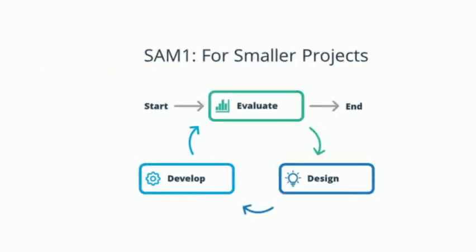SAM, on the other hand, is iterative. This simply means that the process is repeated over and over again. There are two types of SAM models, simply called SAM1 and SAM2. SAM1 is for smaller projects. It basically has three steps: develop, evaluate, and design. This is a process that is recursive and repeats itself as many times as needed. This is good for smaller projects or groups.